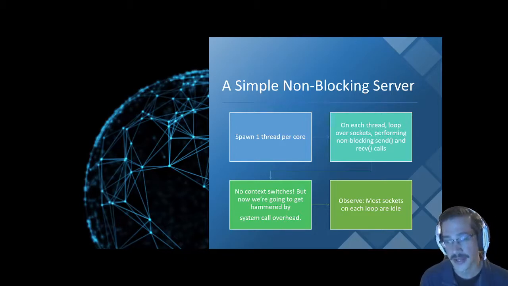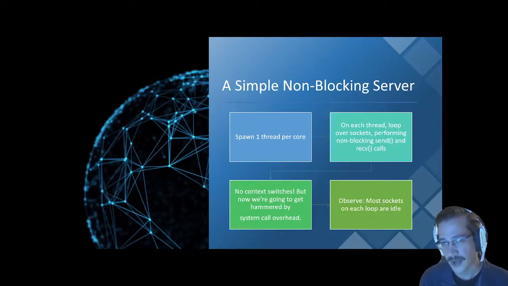And this is great. We have no more context switches from threads. There's one thread per core. That's all fantastic, except now we're making system calls very, very fast, over and over and over again, all the time, and that is going to really hurt.